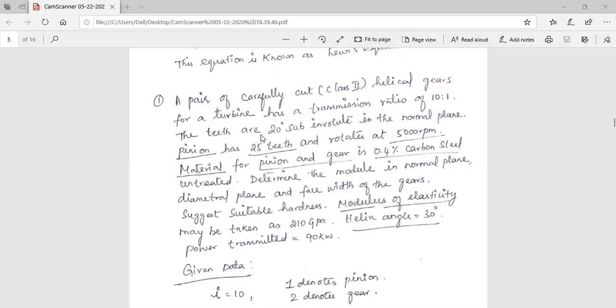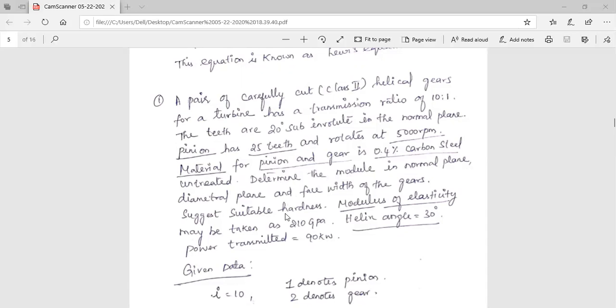The teeth are 20-degree stub involute in the normal plane. Pinion has 25 teeth and rotates at 5000 rpm. Material for pinion and gear is 0.4% carbon steel untreated. Determine the module in normal plane, diametral plane and face width of the gear.